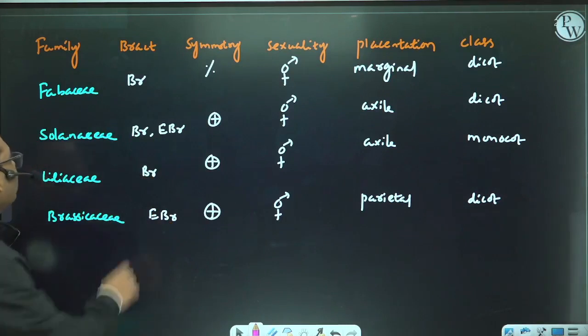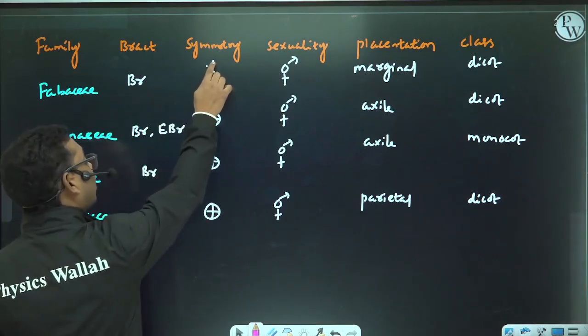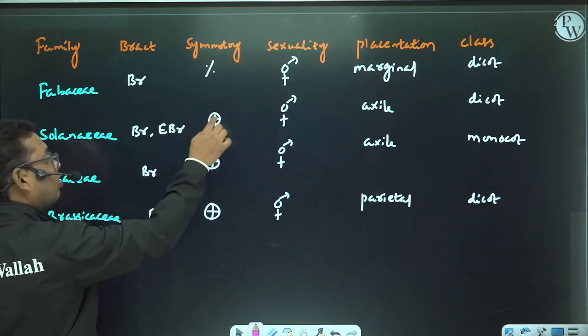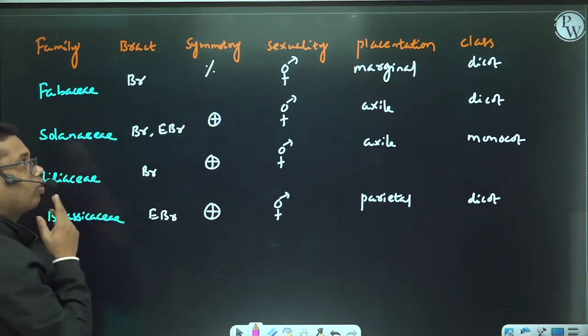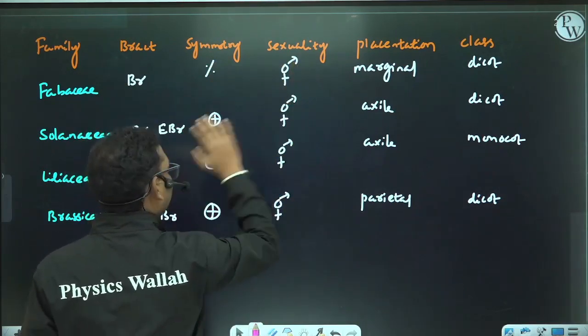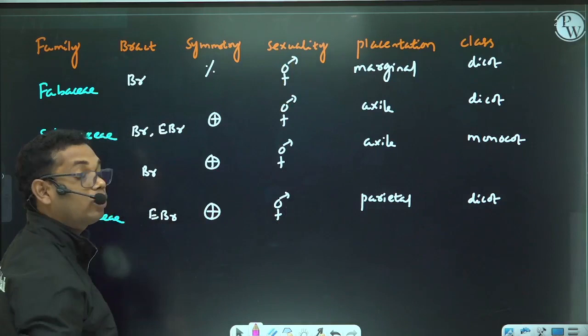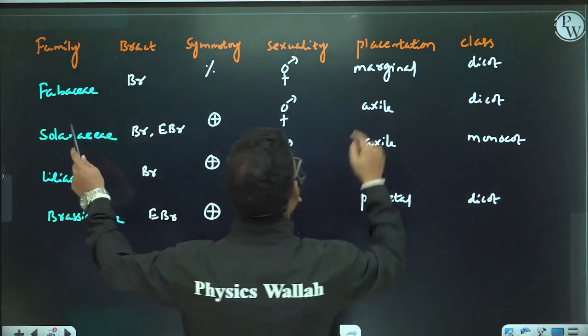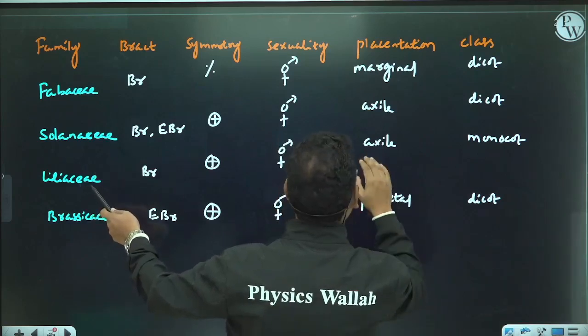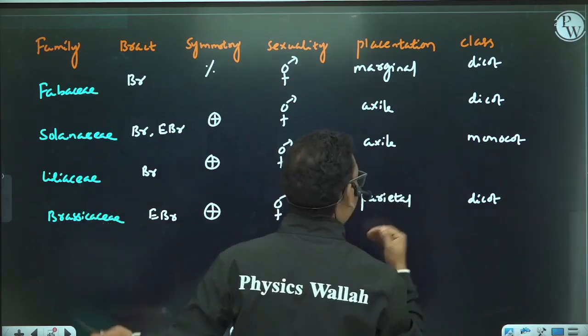What about the symmetry? In Fabaceae, zygomorphic, in Solanaceae, Liliaceae, and Brassicaceae, the symmetry is actinomorphic. What about the sexuality? All these families have bisexual flowers. What about the placentation? In case of Fabaceae, the placentation is marginal. In case of Solanaceae, the placentation is axial. In case of Liliaceae, the placentation is axial. In case of Brassicaceae, parietal placentation.